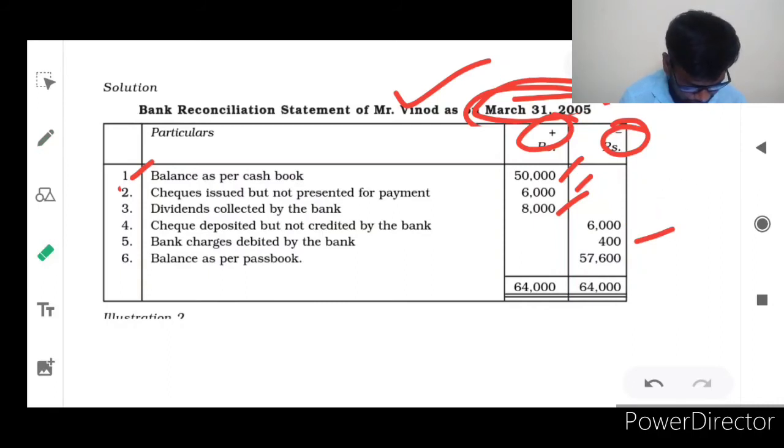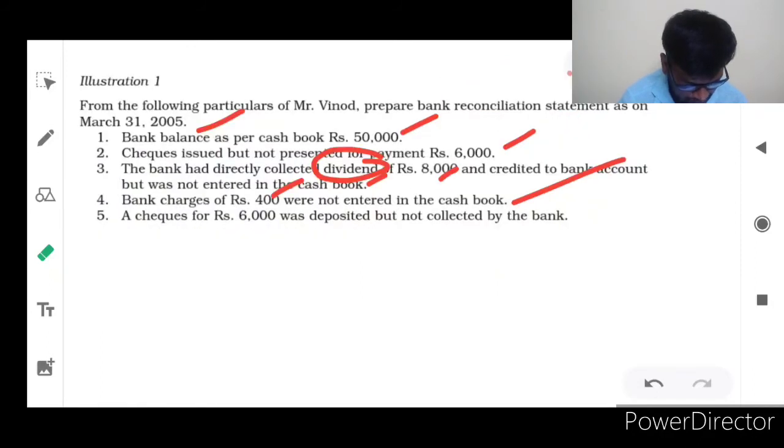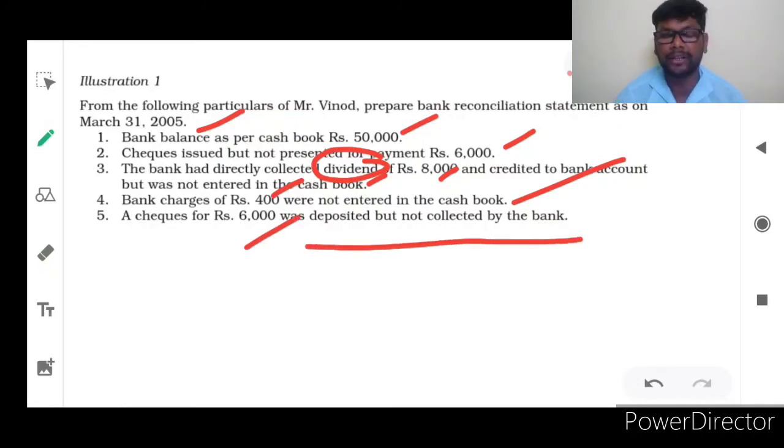And the next one, the fifth and last one. A check for 6,000 rupees was deposited but not collected by the bank. You deposited the check. As soon as you deposit the check, you will debit 6,000 rupees in the bank column of your cash book, on the debit side.